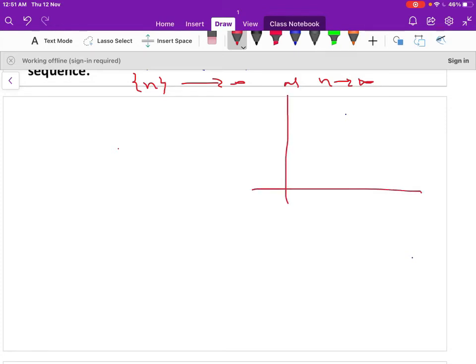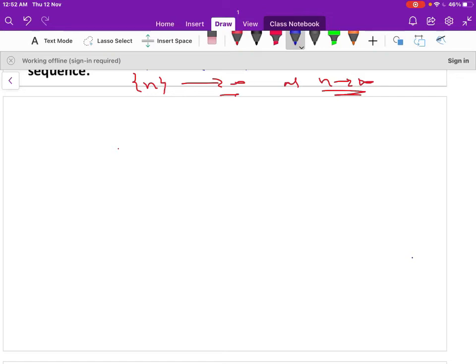Let us plot the graph of the sequence n. When n is 1, first term is 1. When n is 2, that is 2. When n is 3, it is 3, like this. It keeps on increasing. It is an unbounded sequence. It is bounded below, but it is unbounded above. Therefore, it diverges to infinity as n increases. So this is one way to prove the result.